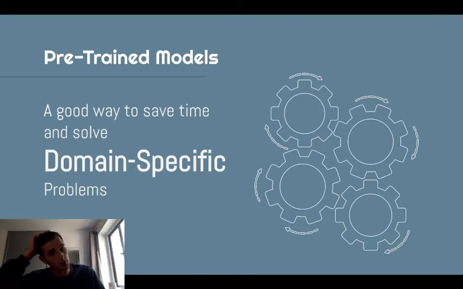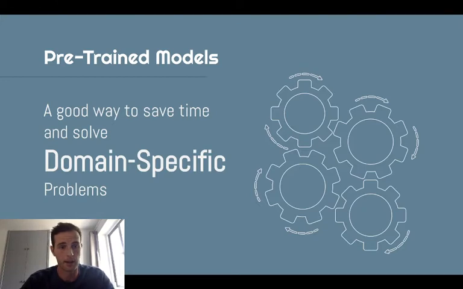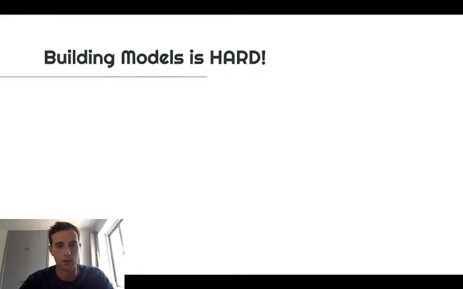So pre-trained models are definitely the next thing to try. They tend to be more domain specific and a bit more technical to implement, but still way quicker than trying to build one yourself. So as I said, building models is hard, right?